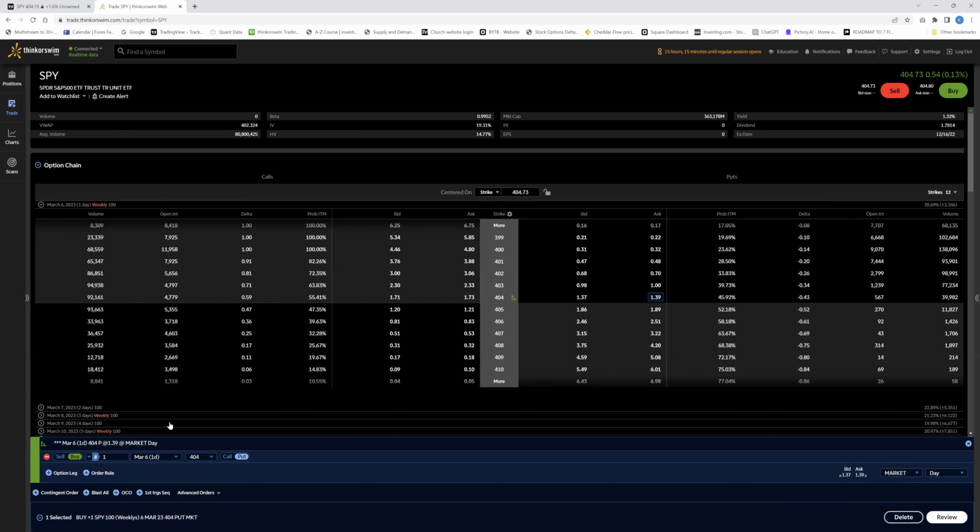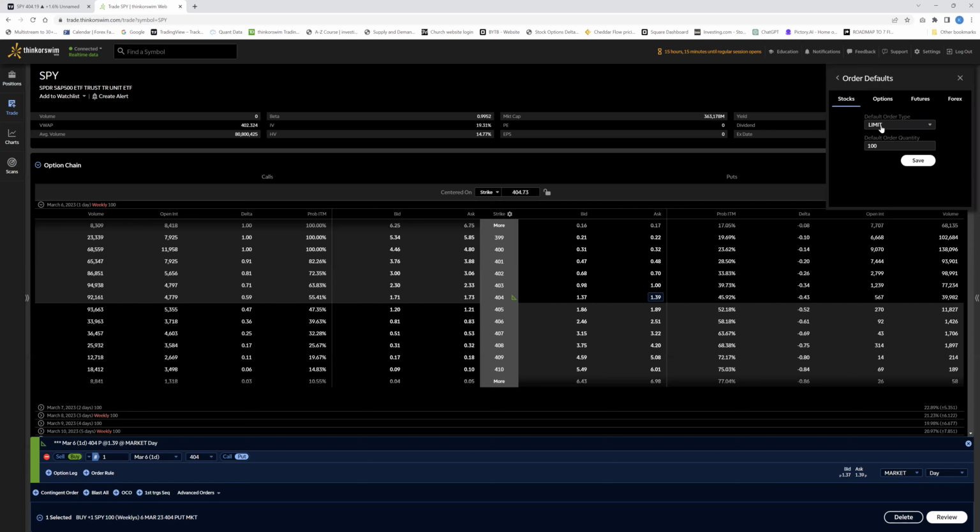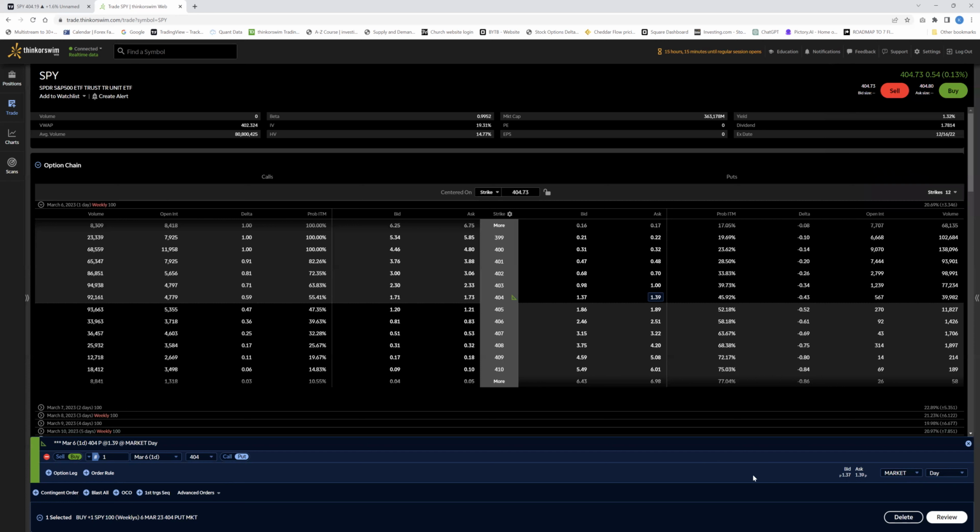That way you don't have to waste time changing this from limit to market. So again, you go up to settings or the defaults, and you can change this. Just go ahead and change the stocks as well. We don't really trade futures or Forex. That way, every time you come in here, you don't have to waste time changing that. So that's a good setting to have.